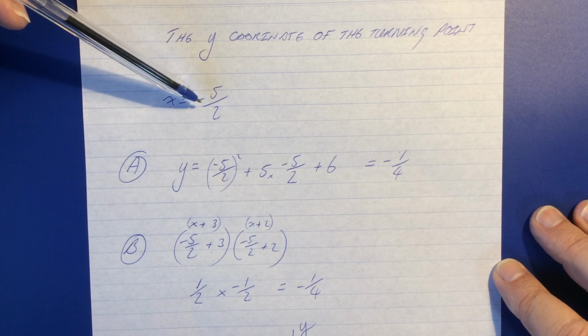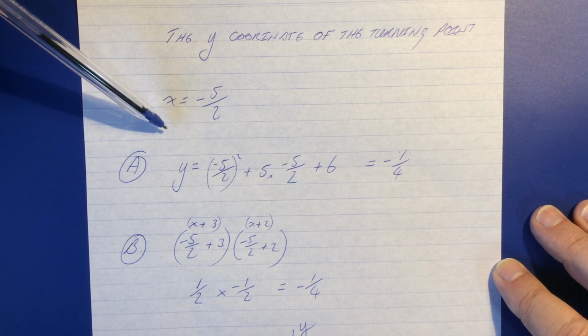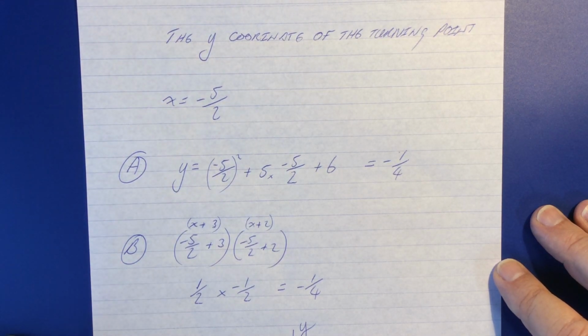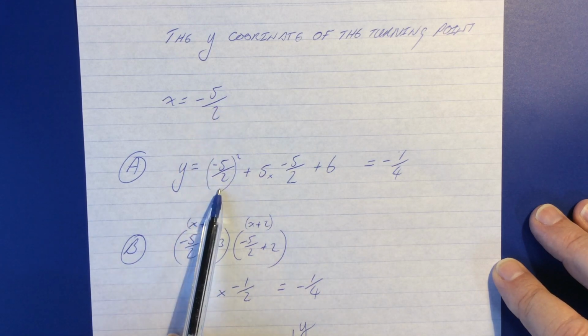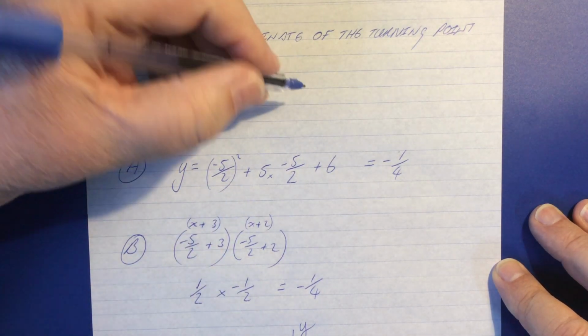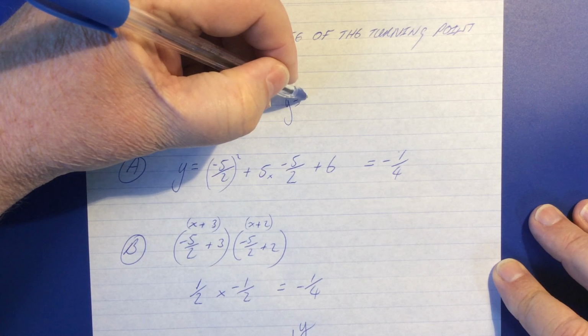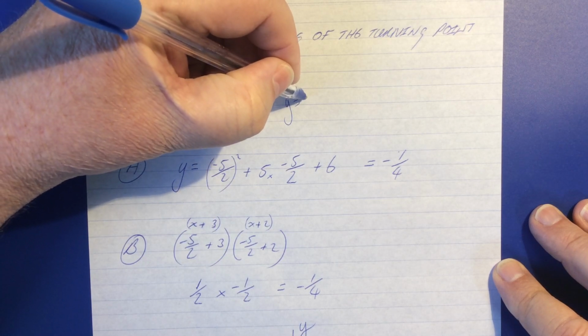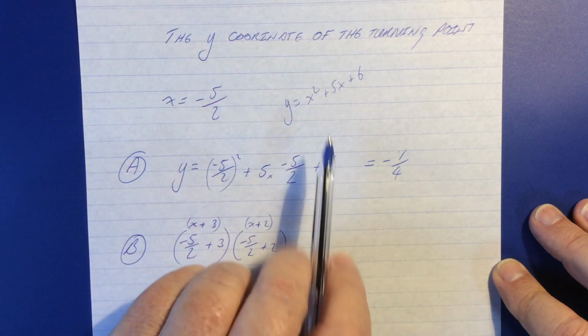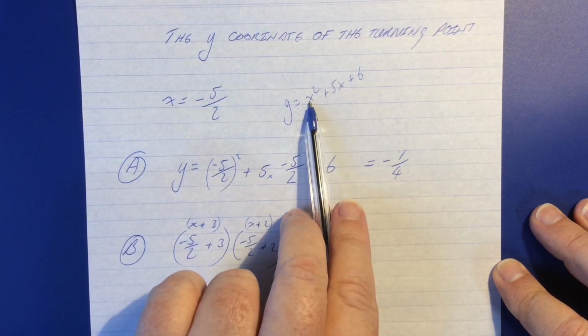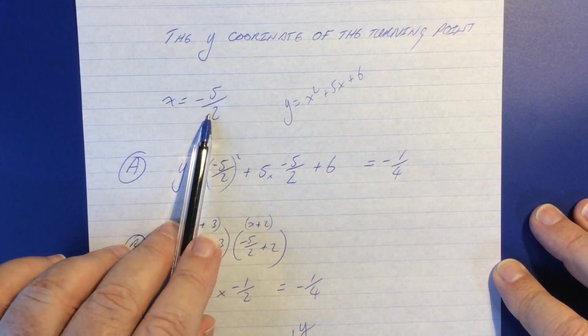Right. So now we're going to go to work and find the y-coordinate. There are two ways of doing this. We can substitute this value into our equation. Now our equation, you must be getting sick of the sight of this, is y equals x² plus 5x plus 6. So wherever there is an x in here, we will substitute this number.